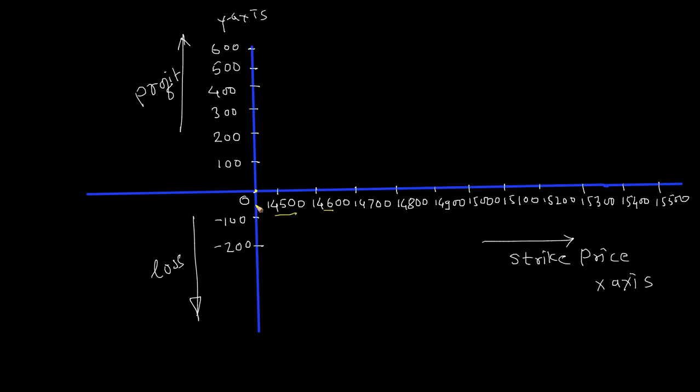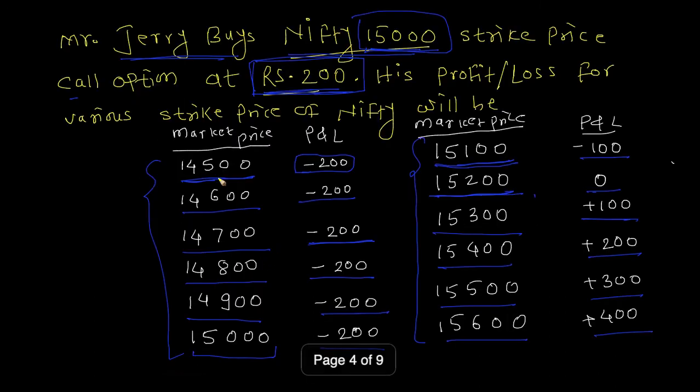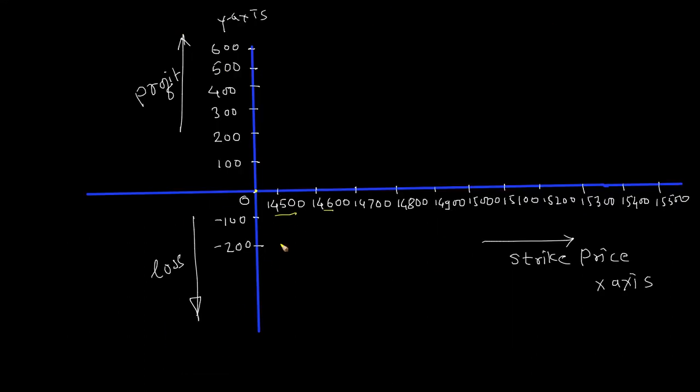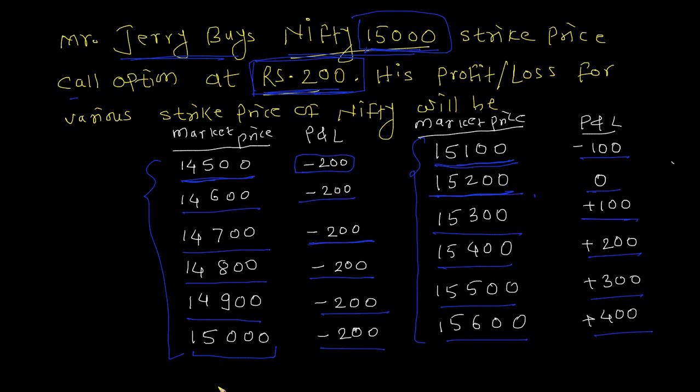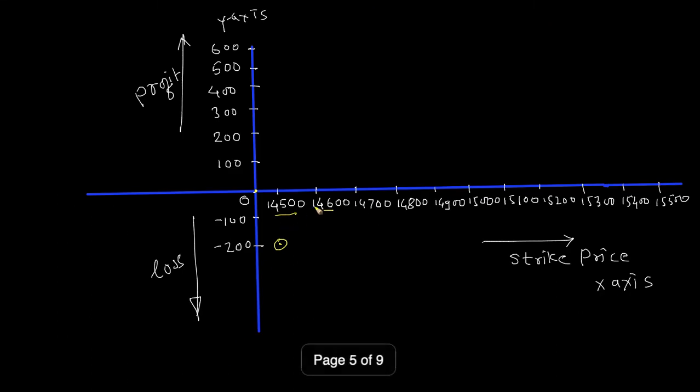So let us plot the graph. At 14,500, the point I'll plot is minus 200. When Nifty goes to 14,500, my net PNL will be minus 200. Similarly, when Nifty goes to 14,600, my net PNL will be minus 200. That means till 15,000, my profit and loss is minus 200. So I'll plot minus 200 at all these points, including 14,900 and 15,000.